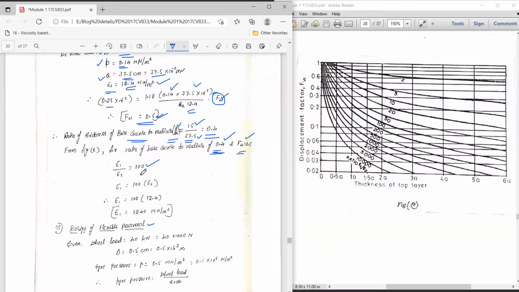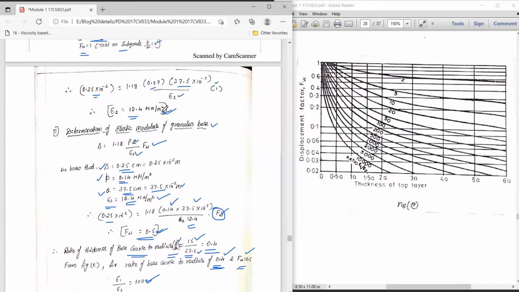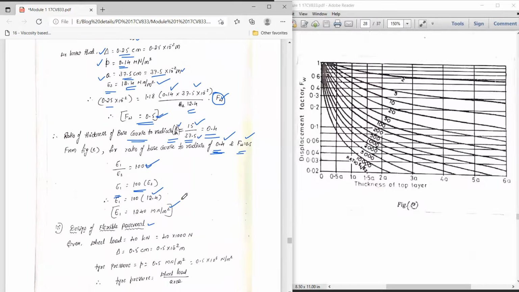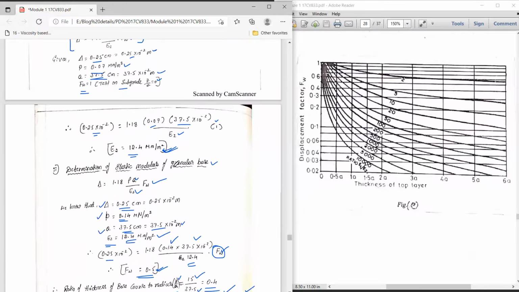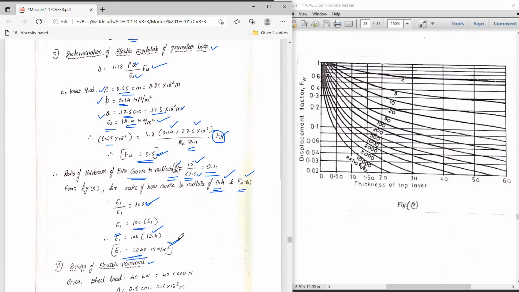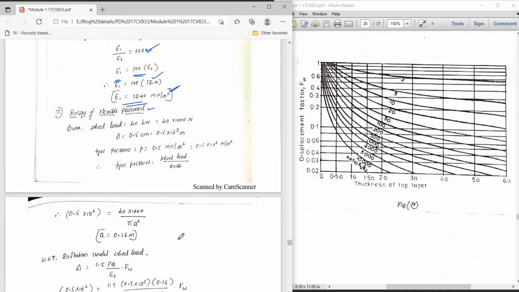Okay. Now once E1 by E2 is equal to 100, E1 can be calculated as 100 into E2. E2 value you already calculated in the first step only. So substitute that and calculate what is E1 value. That is Young's modulus of base course. Okay. Now you are ready with Young's modulus of subgrade and you are ready with Young's modulus of base course. Now the final step, you need to do design of flexible pavement.